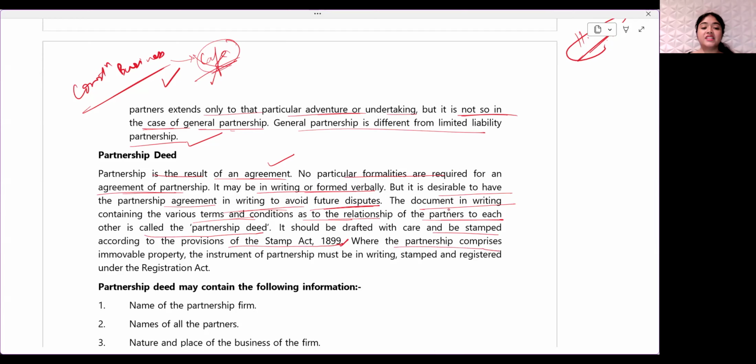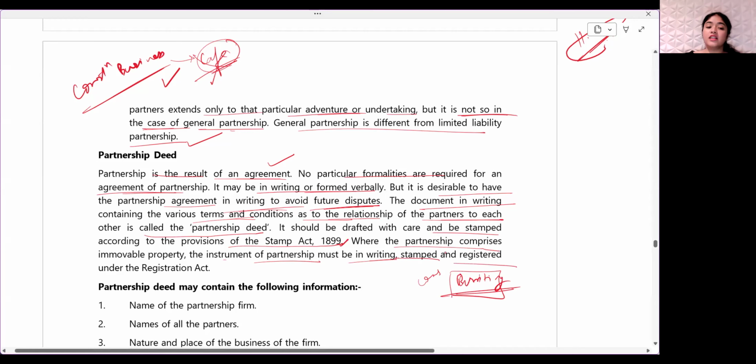When the partnership comprises immovable property, the instrument of partnership must be in writing. If you are agreeing for a construction business, it should be in writing. When you are making something of immovable property, or if you have made a shopping complex in partnership and the revenue will be generated between the two partners, that time also, when immovable property is involved, you have to make the partnership deed in writing, get it stamped and registered under the Registration Act, under the Partnership Act 1932.